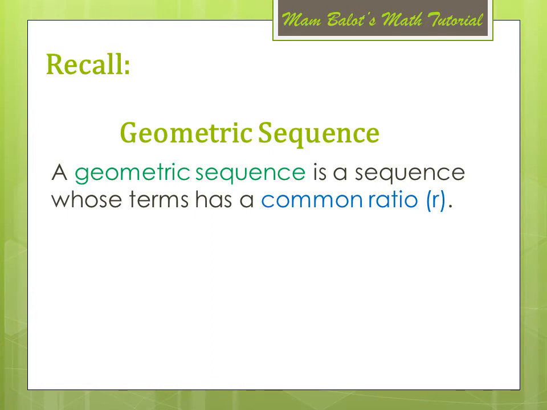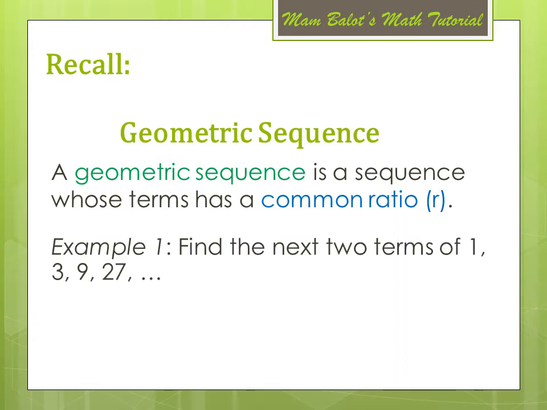It is a sequence whose terms have a common ratio, which is denoted by r. For example, find the next two terms of 1, 3, 9, 27, and so on. From the sequence, the ratio is 3. So therefore, we multiply 3 to the previous term to get the next term. So from the sequence 1, 3, 9, 27, 27 times 3, we get 81. Times 3 again, we get 243.